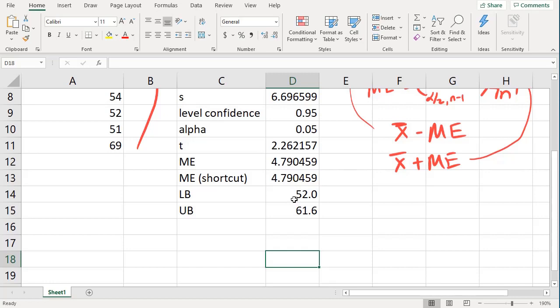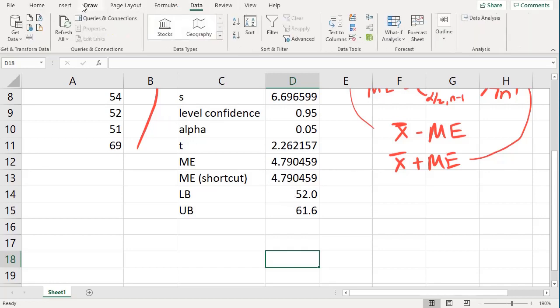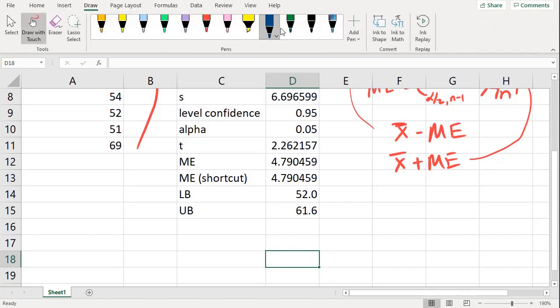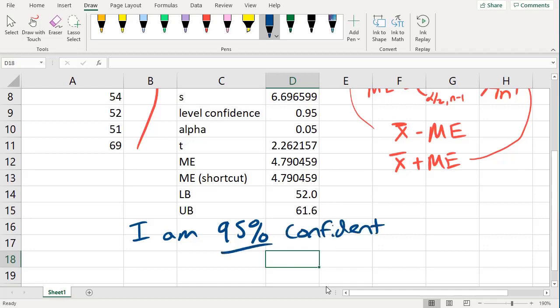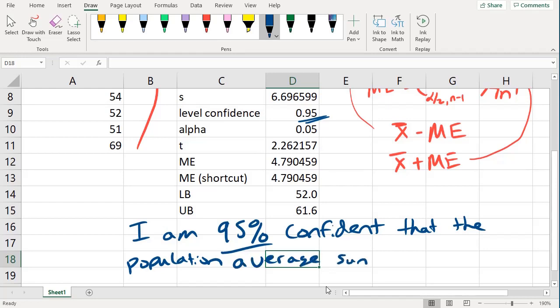How do I interpret this? Very important. All right. Let me go ahead and write my interpretation down here. So what do I say? I am 95% confident. All right. So 95% confident is based off my confidence level. All right. That the population, this is what I wanted to know. I want to know something about the population average sunflower height.